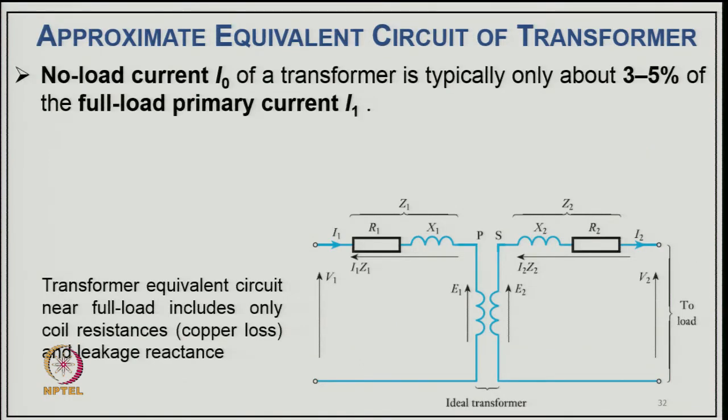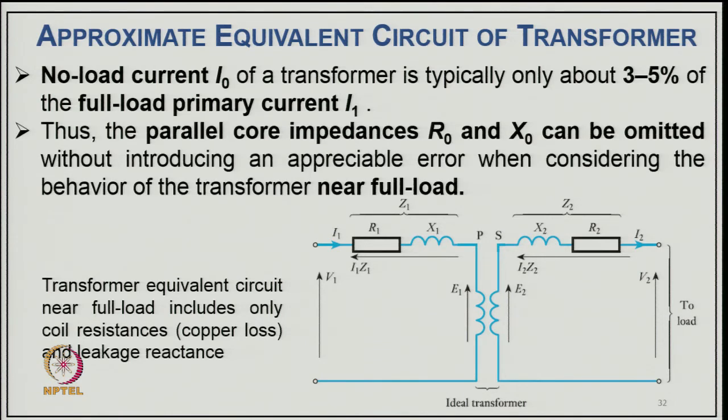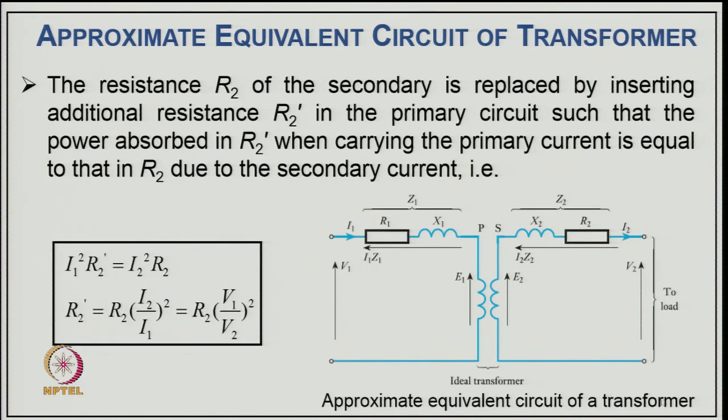What approximation can we take? Sometimes the no load current is typically around 3 to 5% of the full load primary current. So, the transformer equivalent circuit near full load includes the coil resistance, copper, and leakage reactance. This is ideal, and these are typical with some kind of approximation. Thus, the parallel core impedance R0 and X0 can be omitted without introducing any appreciable error when considering the transformer near full load, typically when you are calculating voltage regulation; they do not come into the picture.